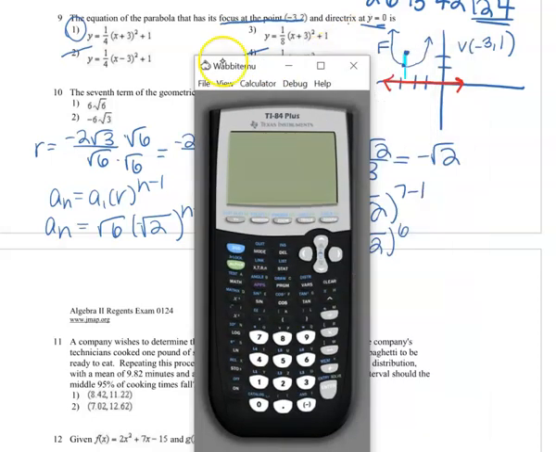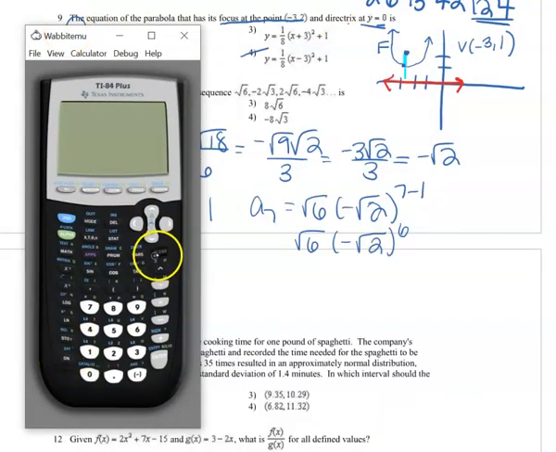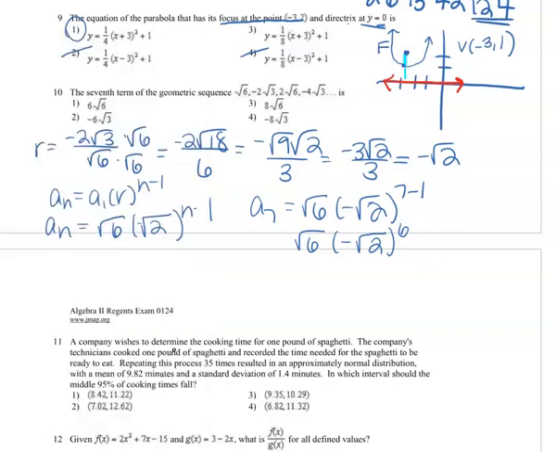Now, at this point, you could grab your calculator if you didn't feel comfortable doing this. If I take a negative radical 2 and I raise him to the 6th power, that gives me 8. So that means this whole thing simplifies to 8 radical 6, which means that's my 7th term, which means the correct option is 3.